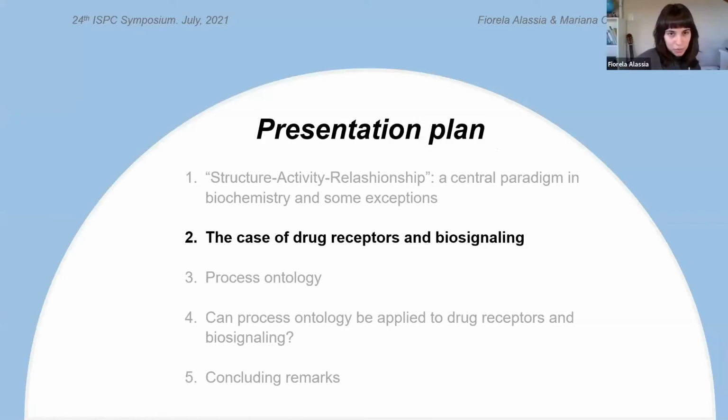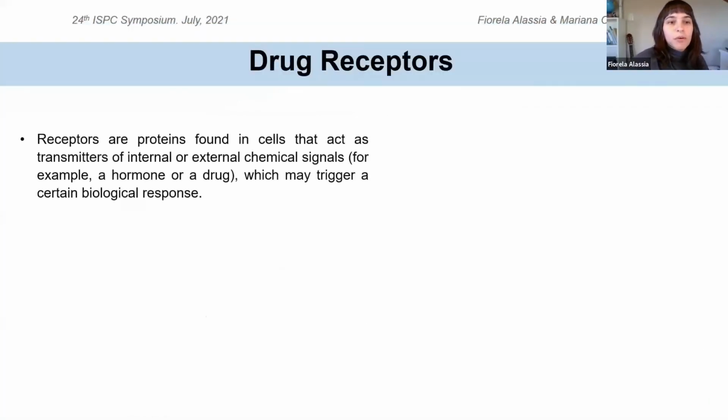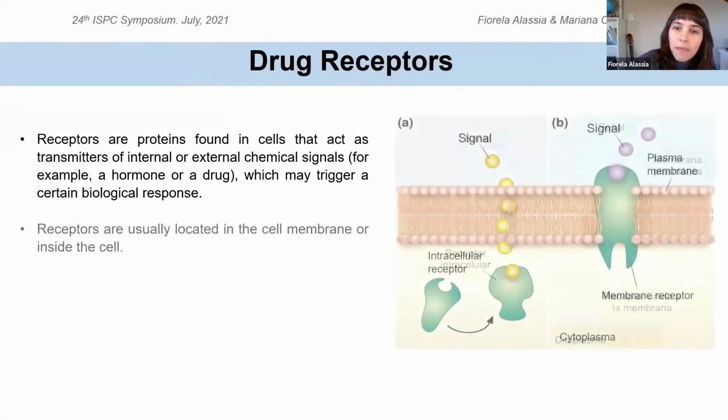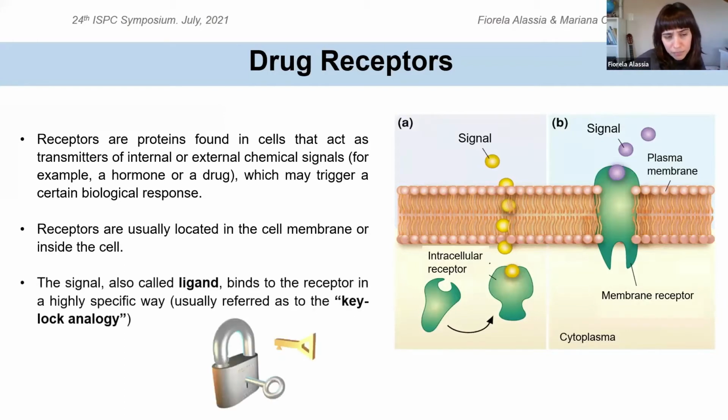Okay, so let's move on to our study case, receptors and signaling. Well, receptors are proteins found in cells that act as transmitters of internal or external chemical signals, for example, a hormone or a drug, which may trigger a certain biological response. They are usually located in the cell membrane or inside the cell, as we see in the figure. And the signal, also called ligand, binds to the receptor in a highly specific way, usually referred to as the key-lock analogy.